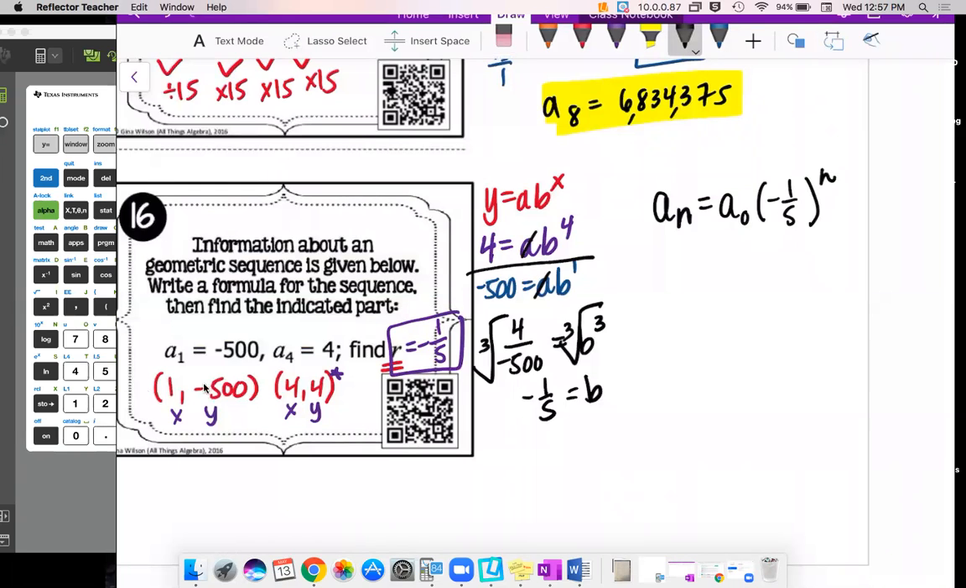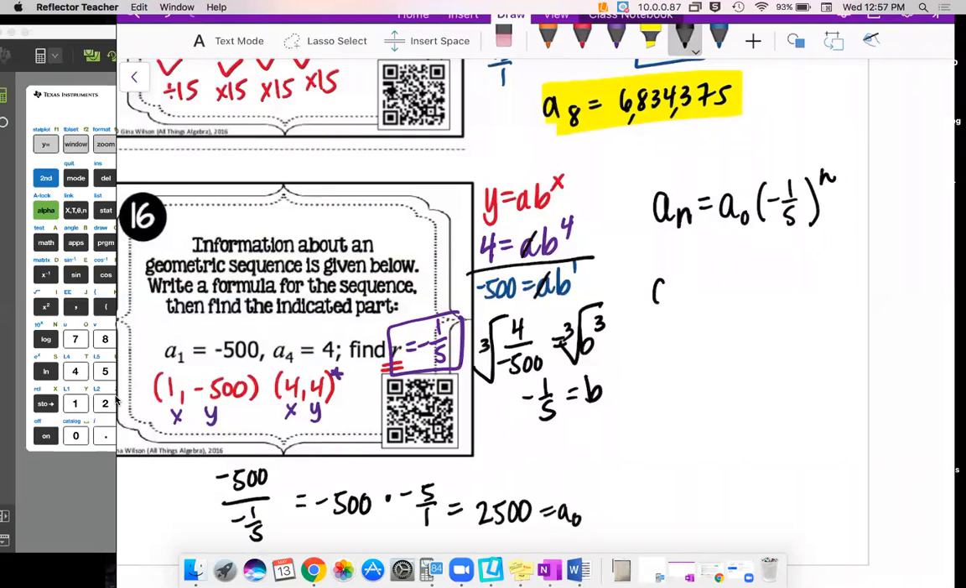So we do have the first term, so I can take this and go backwards to the 0 term. I know that I'm multiplying by negative 1/5 going forward. So if I take negative 500 and divide by negative 1/5, then I can get the starting value. So let's see, what does this become? You copy it out, flip it. So negative 500 times this becomes negative 5 over 1. So negative 500 times 5 is 2,500. So our a sub 0 is 2,500.